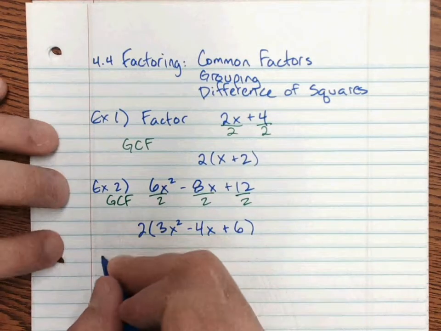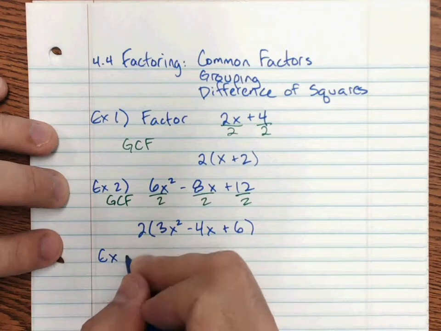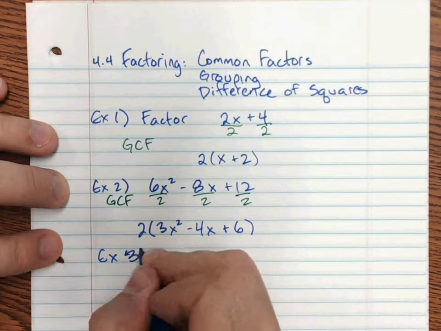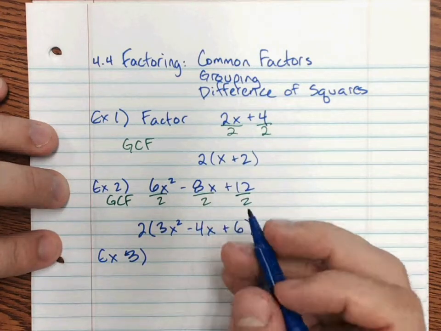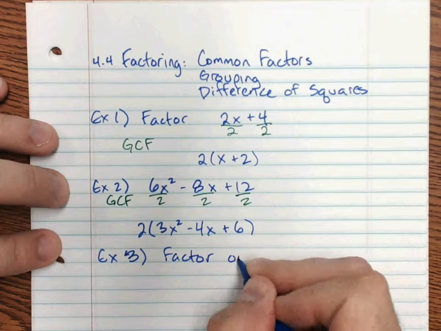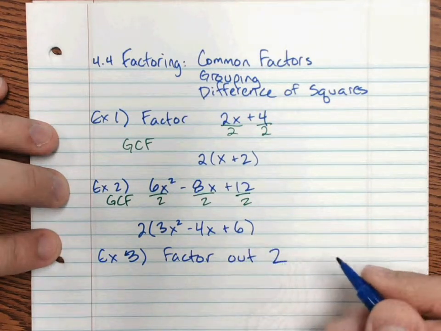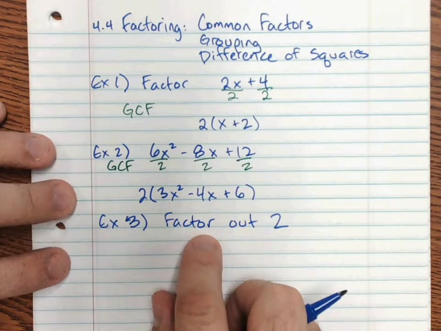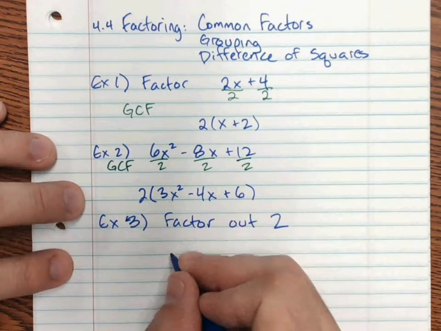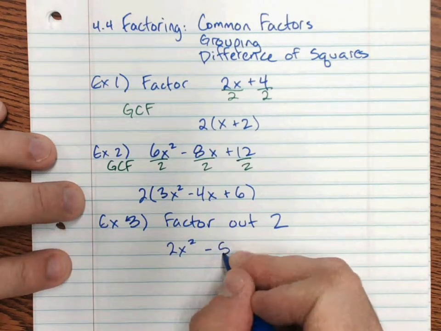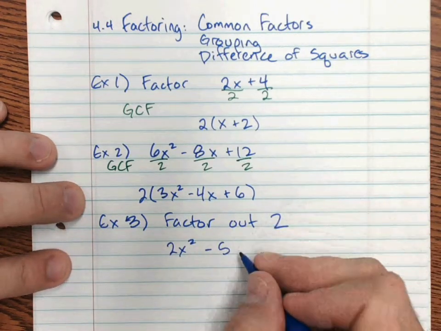So, for example, example 3, let's say. We are going to factor out 2. And this is going to be an example where the numbers you're given aren't always necessarily the numbers that need to be factored out. And this will come in handy later in the year when we get to some other materials as well.